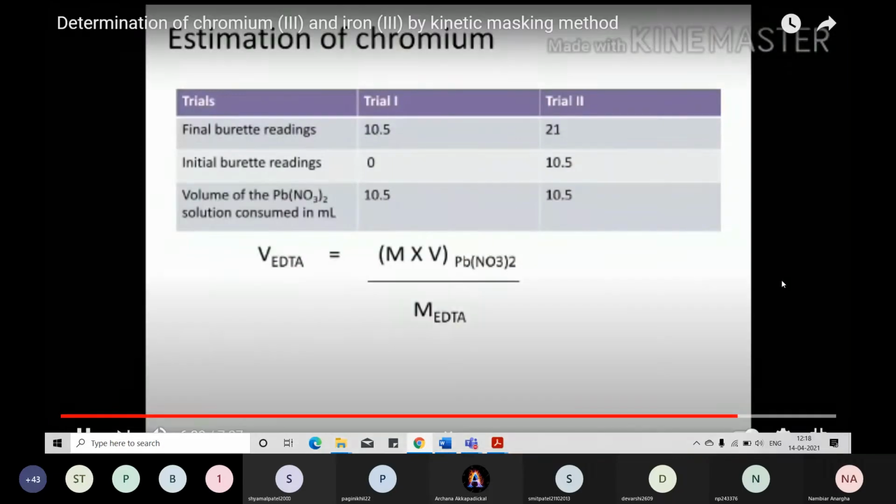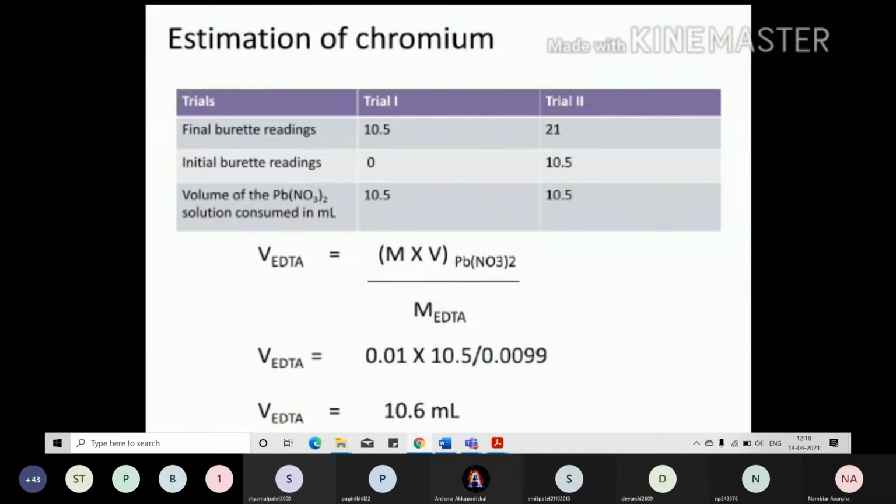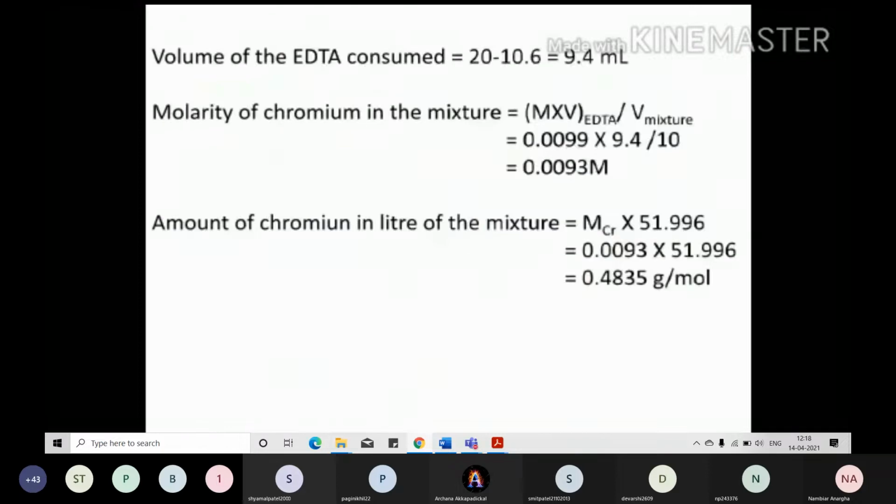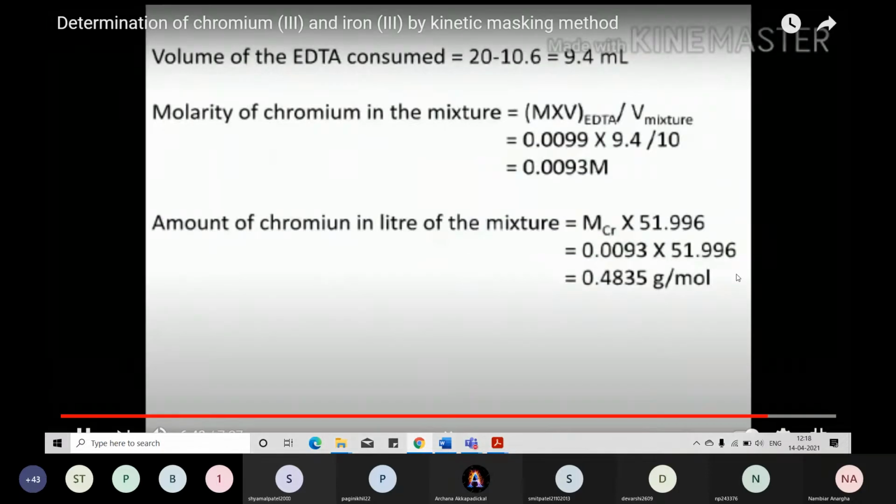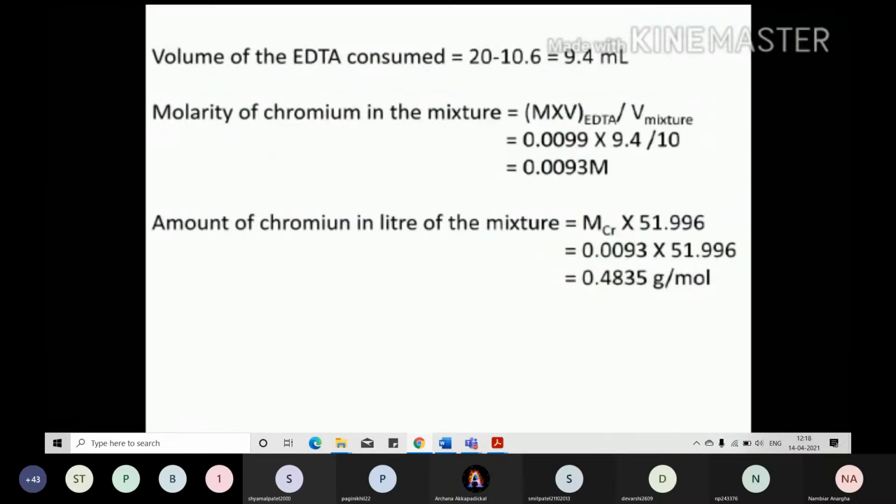From the burette readings, volume of EDTA was calculated by multiplying molarity of lead nitrate with volume of lead nitrate and dividing it with molarity of EDTA. Further, volume of the EDTA consumed is equal to 20 minus 10.6, which is the calculated volume of EDTA, which gives the value of 9.4 ml.